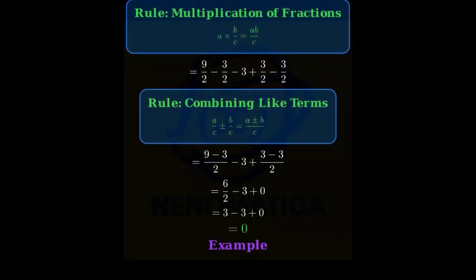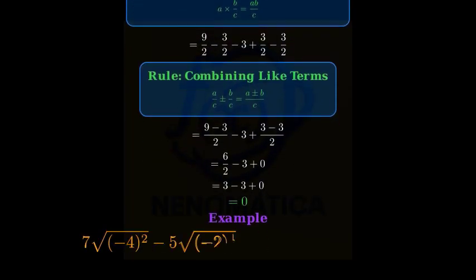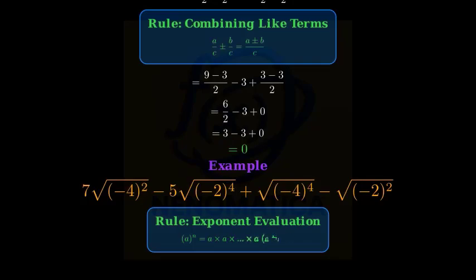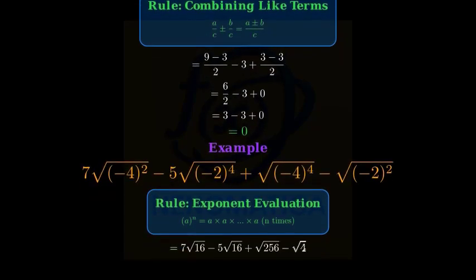Now, let's move on to our second example. Here we have another complex expression. 7 times the square root of negative 4 squared minus 5 times the square root of negative 2 to the power of 4 plus the square root of negative 4 to the power of 4 minus the square root of negative 2 squared. Let's start by evaluating the powers. Negative 4 squared equals 16, and negative 2 to the power of 4 equals 16 as well. Also, negative 4 to the power of 4 equals 256, and negative 2 squared equals 4.